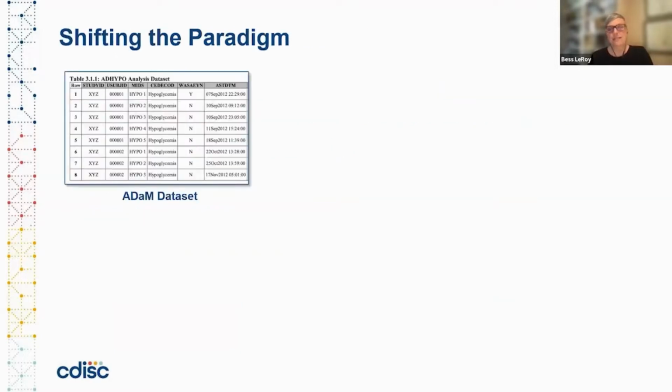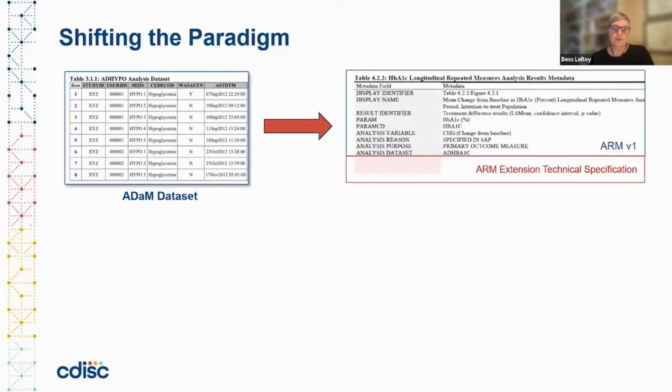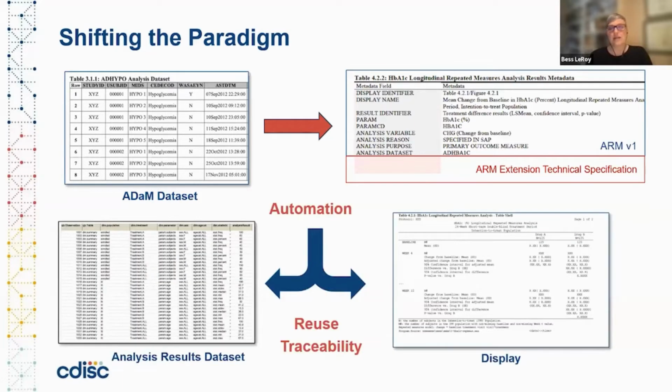So really, when CDISC is approaching analysis results, we want to shift the way that we're thinking. Now we're starting with the ADaM data set, and we want to use the metadata that we already know is predefined, that exists, like we've seen already in the displays that have been shown. Right now, we're working on an ARM technical specification. So this is making sure that all of the metadata is in place, and this can be used along with the ADaM data set to really help with automation.